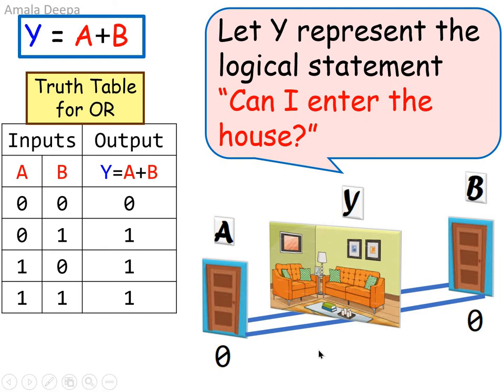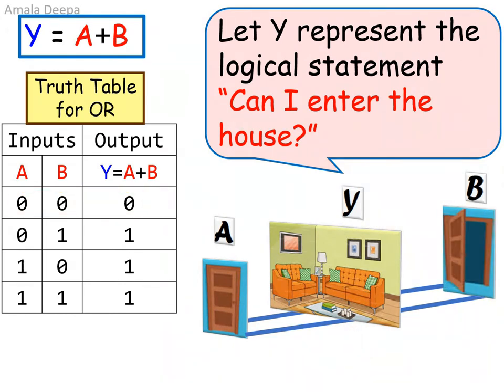And what is the value of Y? Can I enter the house? No. So Y is 0. So in the first row of the truth table, you have 0 or 0 is 0. Next, door A is closed, 0. Door B is open, so 1.